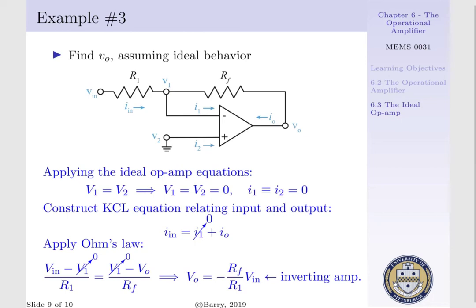We call this particular operational amplifier configuration an inverting operational amplifier. That is, our output voltage is equal to the negative of our input voltage by some factor RF per R1.